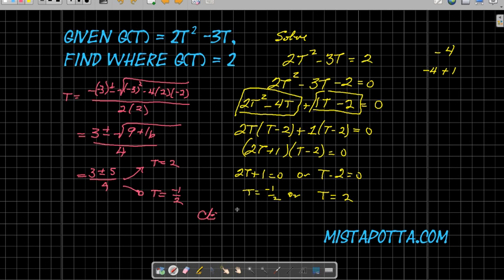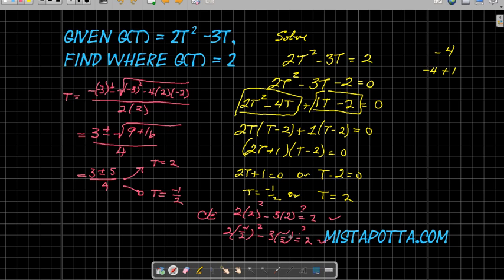In other words, when I take 2 times 2 squared minus 3 times 2, do I get 2? Well, that's 2, 4, 8. 8 minus 6 is 2. Yes, we do. If I take 2 times negative 1/2 squared minus 3 times negative 1/2, do we get 2? Well, this is 1/4. That's 1/2. And if I take 1/2 and add 3 halves, that's going to give me 4 halves, which is 2.